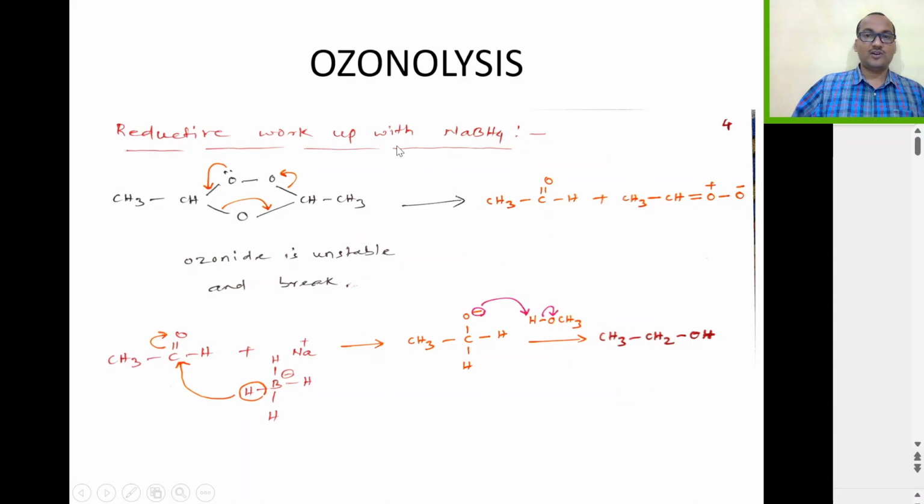Similarly, reductive workup with sodium borohydride. So this ozonide is unstable, and usually it will break, giving rise to acetaldehyde and this species. What happens with sodium borohydride? Hydride transfer will take place to this carbon, and this C double bond O will break on this oxygen. So as a result, you end up with this oxyanion, and this oxyanion will take the proton from alcohol. So as a result, you end up with the alcohol.